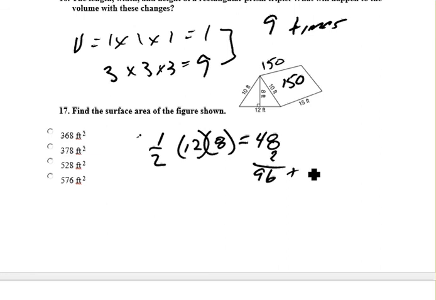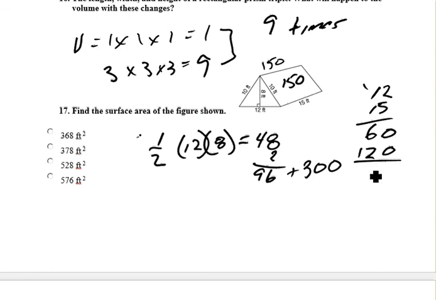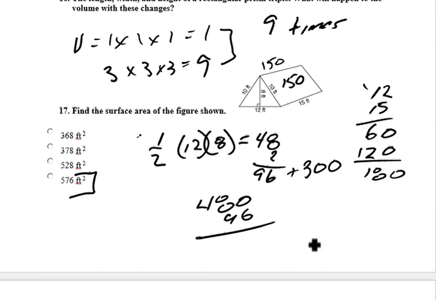And then we have a bottom. That's 12 by 15. 12 by 15. Let's see. 0, carry a 1, 5, 6. Placeholder, 2, 1, 180. So now I add all 3 of those together: 96, 300, and 180. So 300 and 180 is 480, and 96. My answer is going to end in 6, so I just know it's got to be this one. Yes. Okay. Now we're at 2 to go.